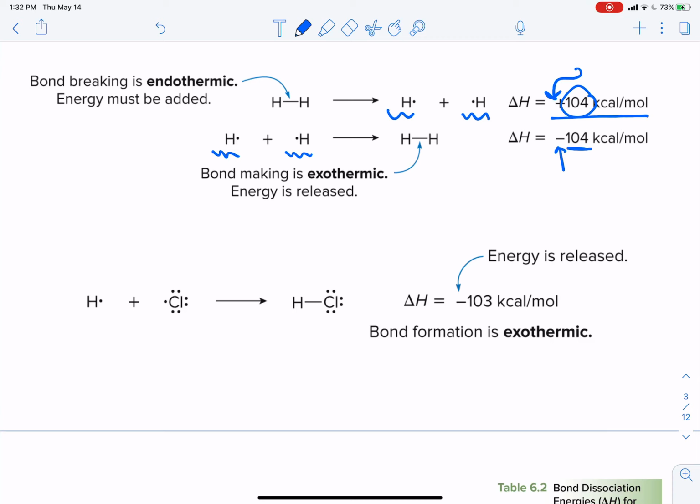Okay, so what happens when we have a diatomic molecule, so meaning two atoms make up the molecule, and the atoms are different? So we have an H and we have a Cl. Well, the same thing happens. If you want to make the bond, you're going to release energy, which is what's happening here. If you wanted to break this bond, the delta H would be what to break that bond?